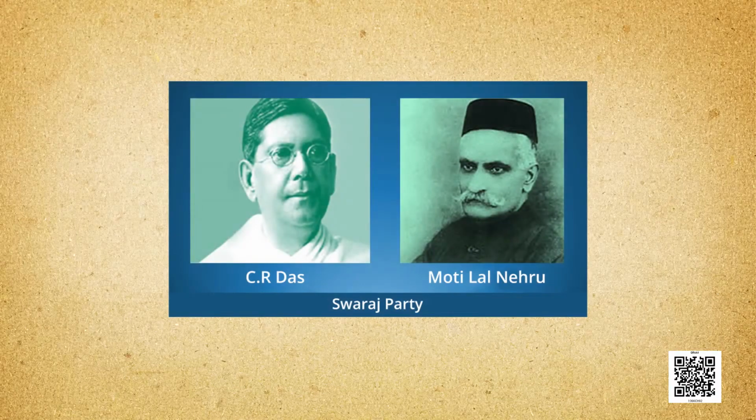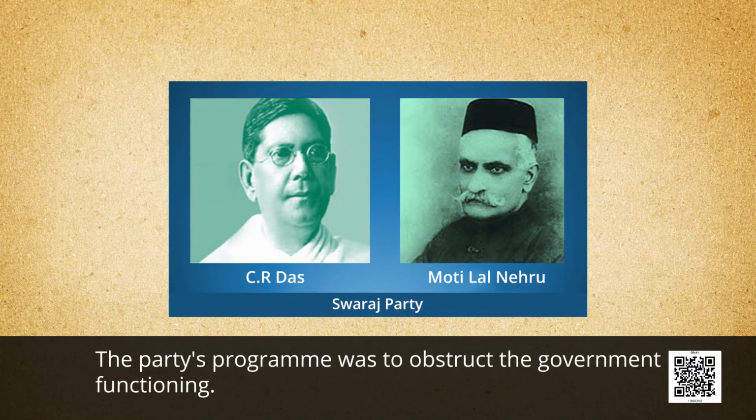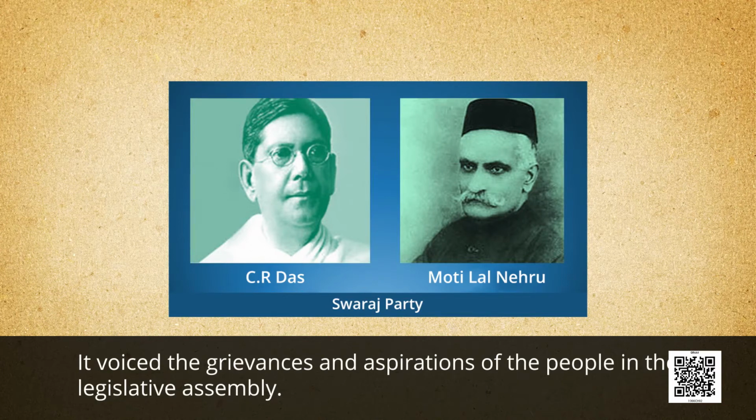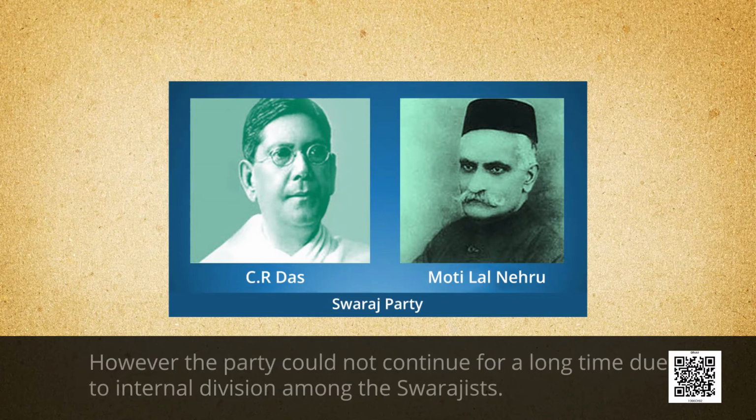However, some of the Congress leaders like C.R. Das and Motilal Nehru wanted to contest elections, and for this purpose they formed the Swaraj Party. The party's program was to obstruct the government functioning. It voiced the grievances and aspirations of the people in the Legislative Assembly. However, the party could not continue for a long time. Its policy of obstructionism had its own limitations. Also, there were internal divisions among the Swarajists.